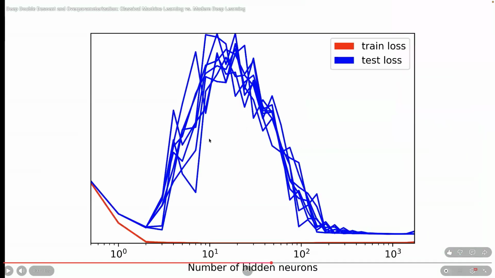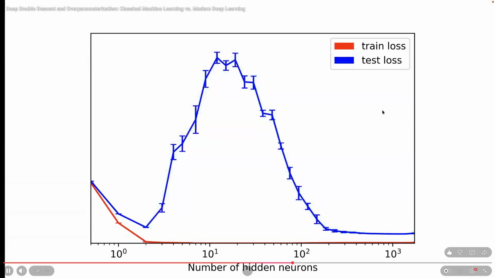This is showing that they are rerunning this experiment with different runs, and you can see that on average, the train loss is always going to zero because we are over-parameterizing by using something like 1000 neurons here. And then for the test loss, there is an initial spike, and then you have another descent which drives it down to zero, right? So let's continue seeing what happens here.